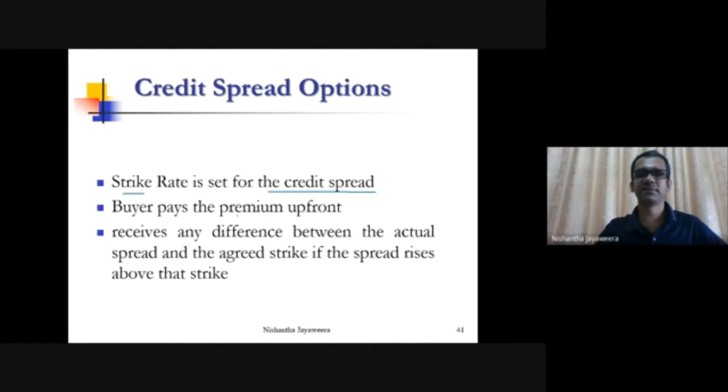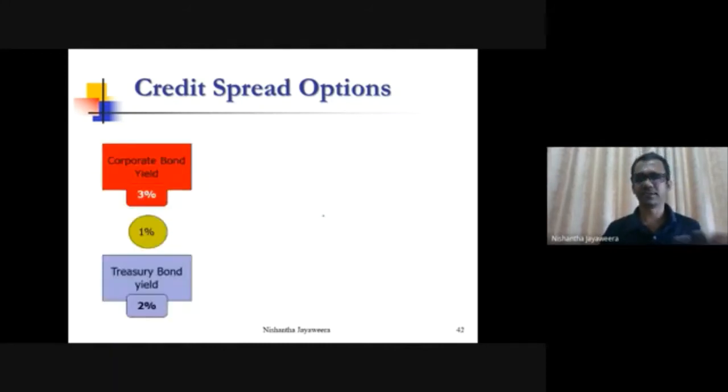The buyer pays the premium, and if the spread goes above the strike, the difference between the actual spread and the strike is received by the protection buyer. Like any option, it's sort of a call option.